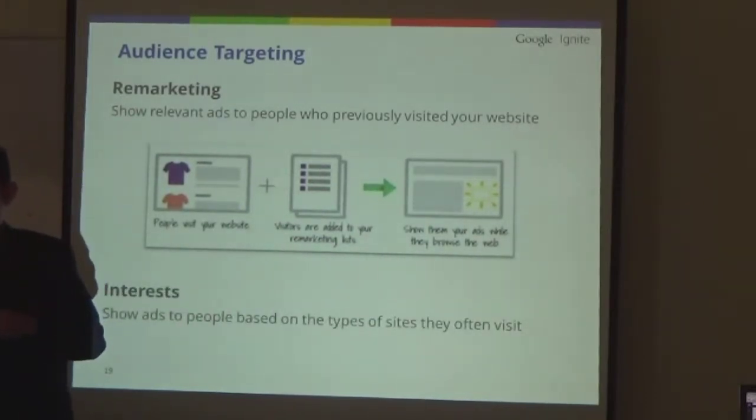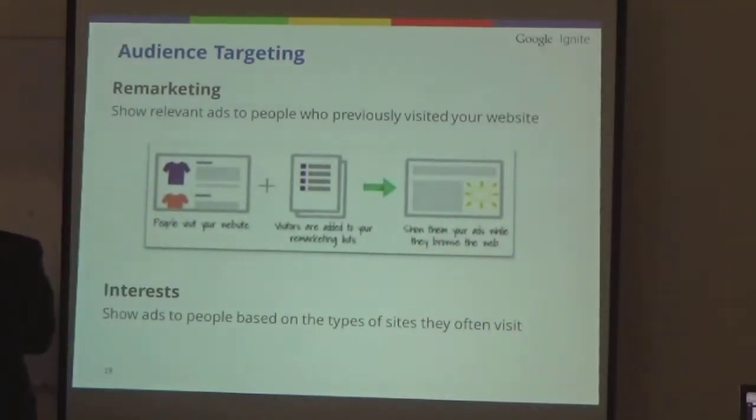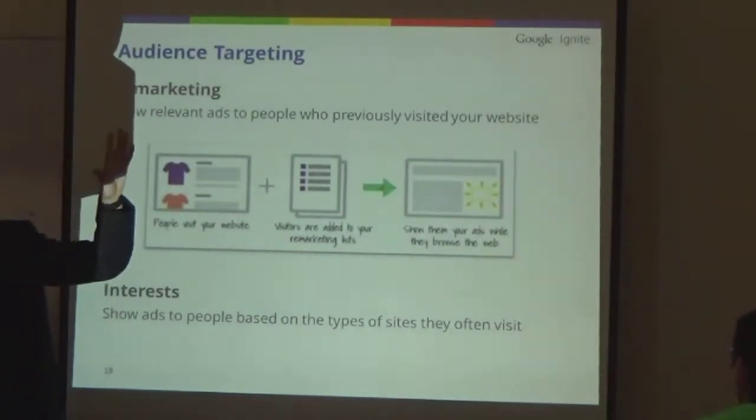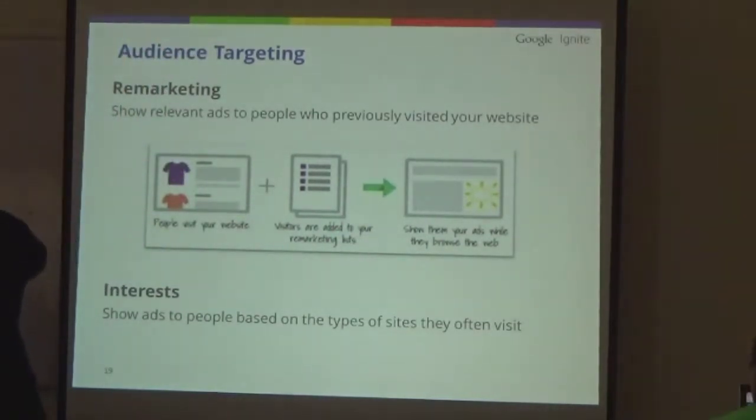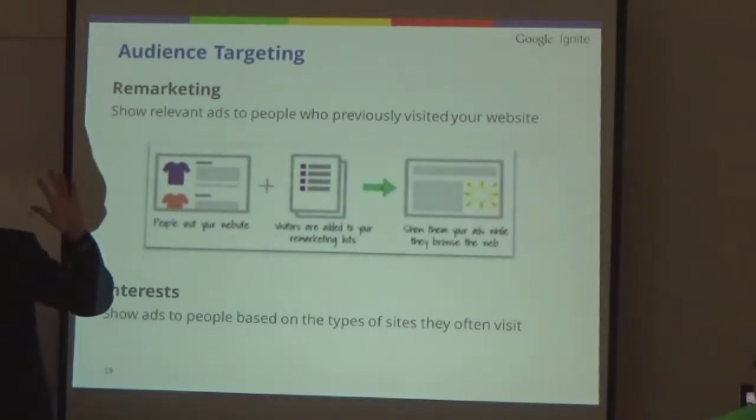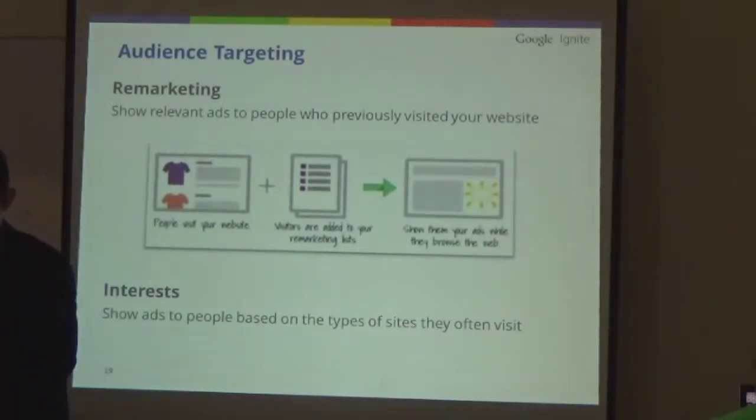You show ads to people based on the type of site they often visit. So back to the story about the coffee, for example. This guy loves coffee. You target people who just love to drink coffee, nothing to do with whatever type of coffee, but just coffee. So wherever he goes, if he goes into a music site or a fishing site, he will keep seeing coffee advertisement, the display. So you're targeting them by interest.